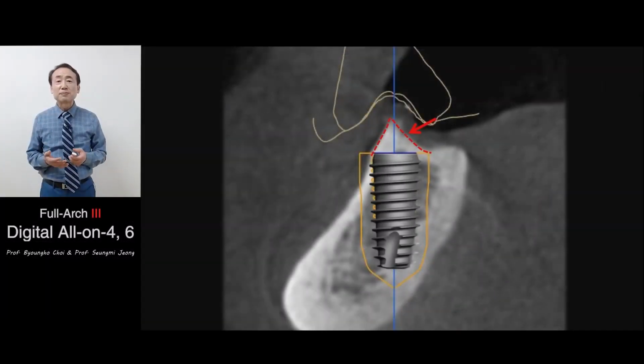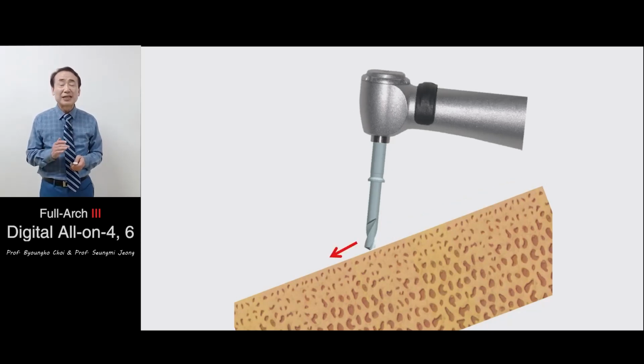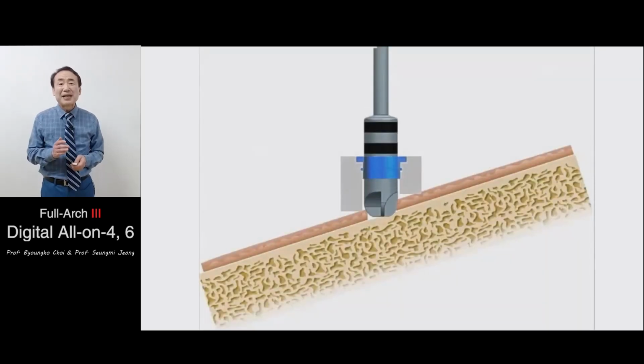In an edentulous patient, you can often have this sharp alveolar crest. You need to remove the sharp alveolar bone. If the bone surface is not flat, the drill can slip on the slope. You can make the bone surface flat using this bone flattening drill.